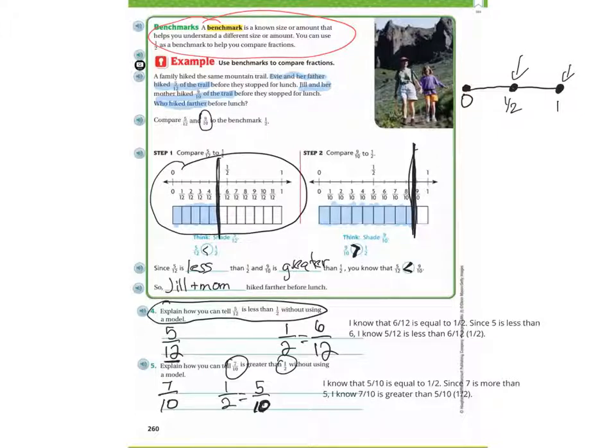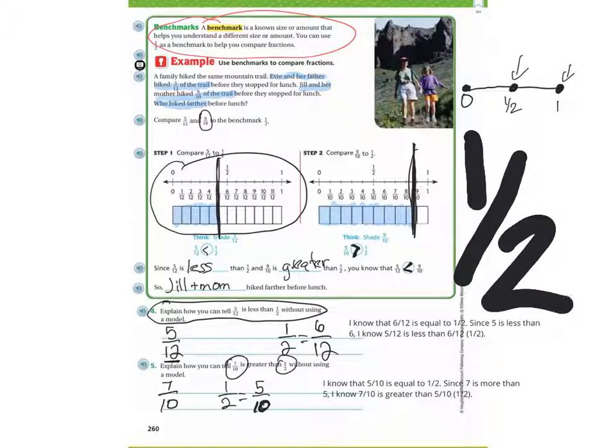So for your next pages, which I'm not going to do, you're going to do share and show and then on your own. Don't just look at the numbers and try and compare them. Use your benchmarks. Your biggest benchmark that you're learning right now is, and I'm going to write it really big for you, 1/2. That's your benchmark. Base everything off of 1/2.